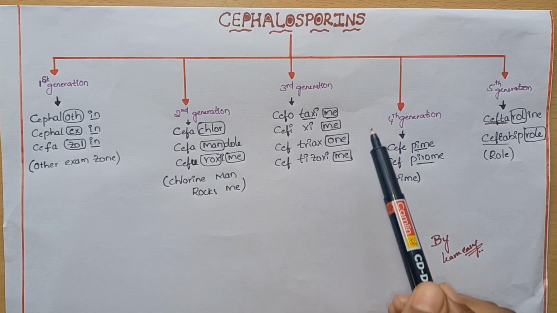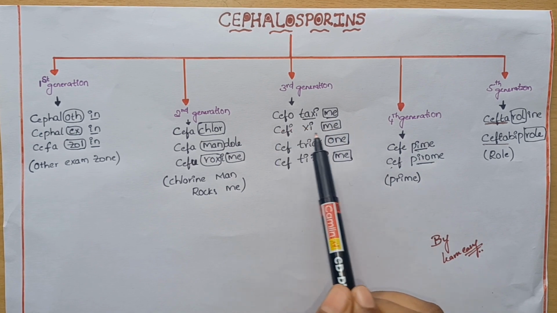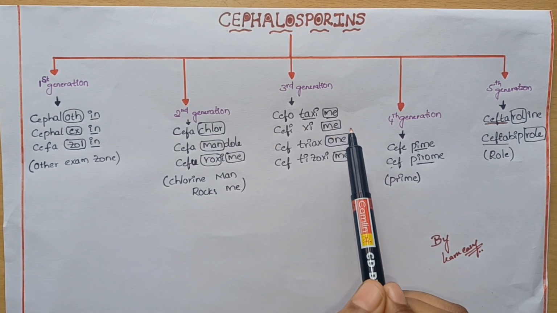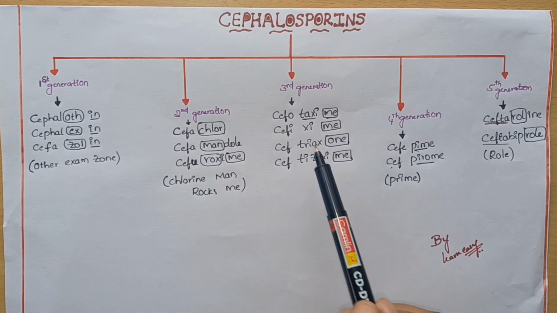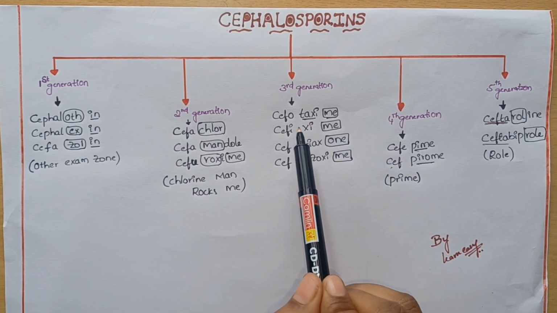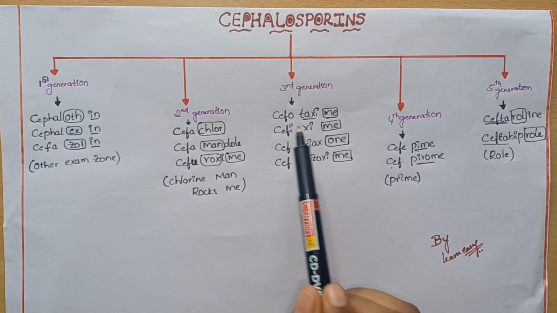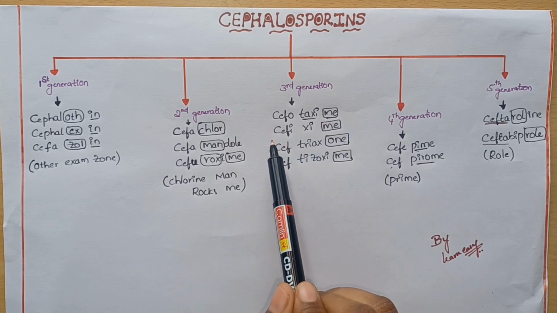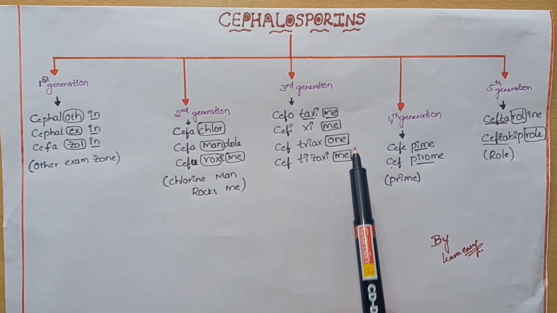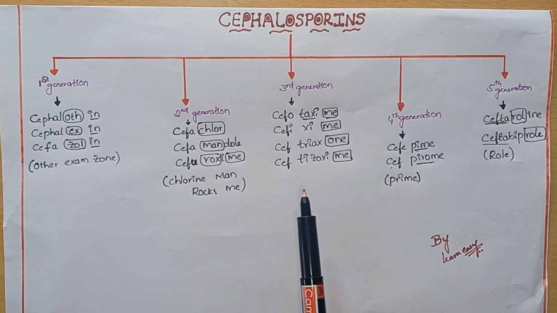All other drugs that start with cepho and end with me and one are third generation. In the middle, just remember as taxi, xi, triax and tizoxy. So cefotaxim, cefixim, cefotriaxone, cefotizoxim.